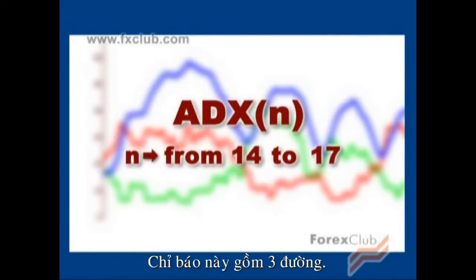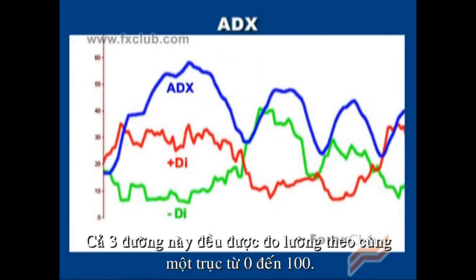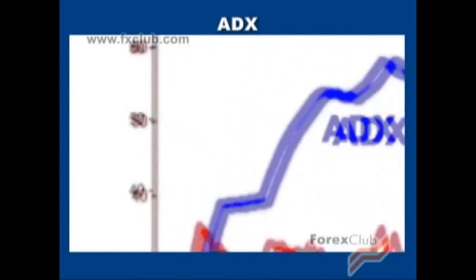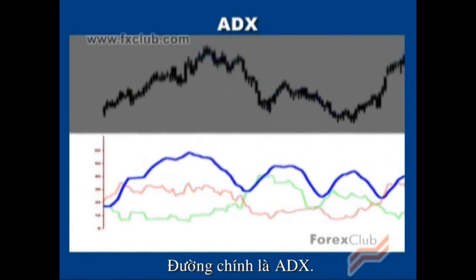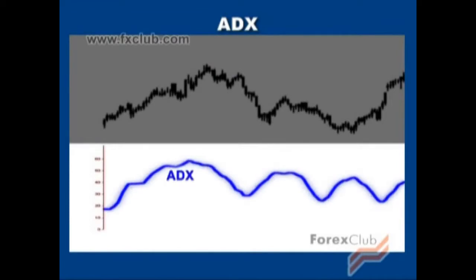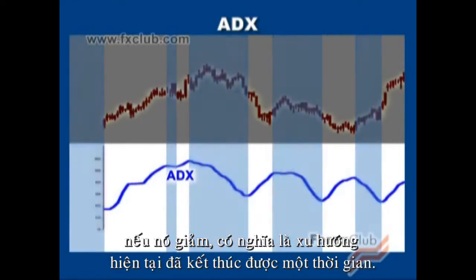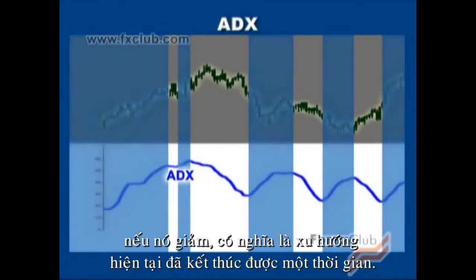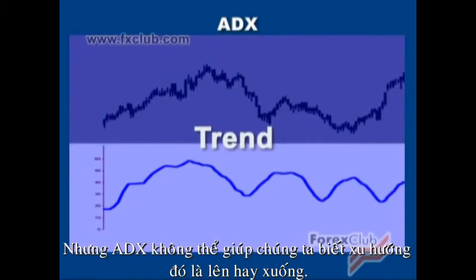The indicator consists of 3 lines. All 3 lines are measured on the same scale from 0 to 100. The main line is ADX. If it rises, it means that there's a trend on the market, and if it falls, it means that the existing trend has ended, at least for a while. But ADX cannot tell us whether the trend is an uptrend or a downtrend.